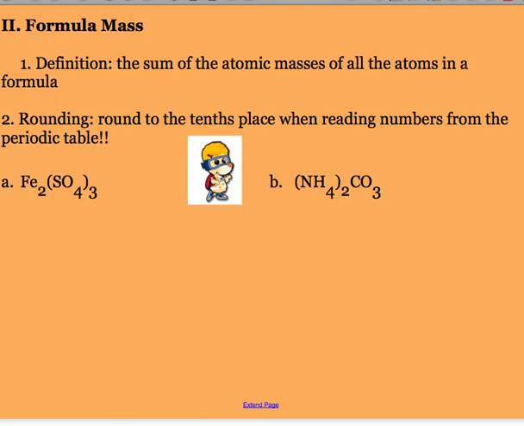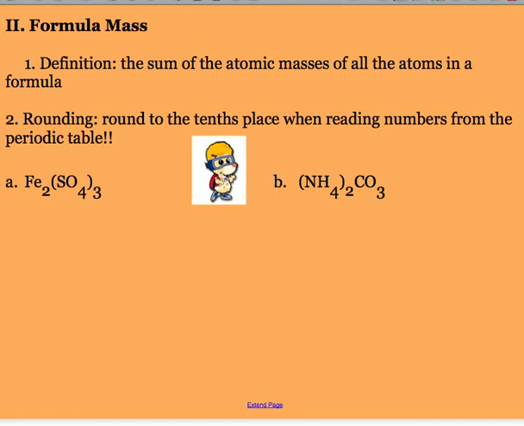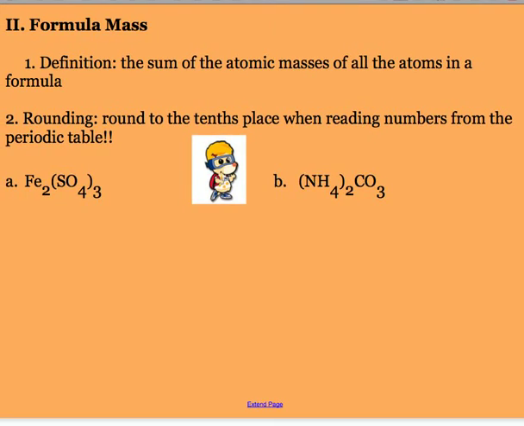Formula mass is very, very similar. The only thing that's different with formula mass is that now you're not dealing with a single element. It's a little bit bigger. So you're still going to find your atomic masses, but what you're going to do is sum them all up. And again, you're going to round to the tenths and everything. So if we're over here and we're looking at our iron sulfate, what we're going to do is do each individual element. If we're doing iron, we have 2 irons, and each iron is 55.8.